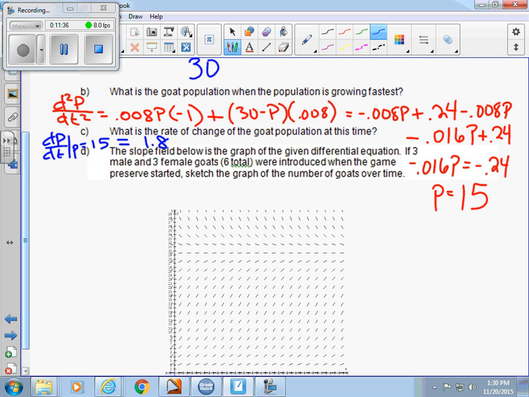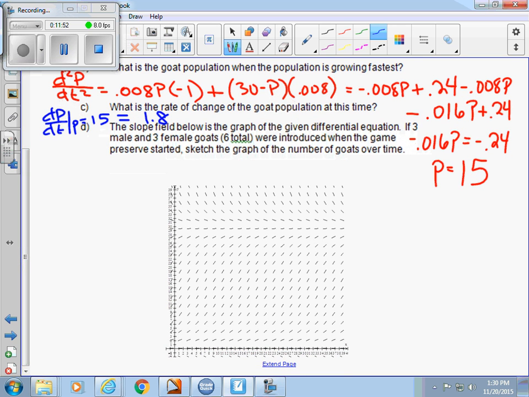If 3 male goats and 3 female goats, 6 total, were introduced when the game preserve started, sketch the number of goats over time. So 6 goats were introduced when the game preserve started. Sketch the graph of the number of goats over time. This is an initial value problem. It gives me the slope field and an initial value, and I can sketch the graph.